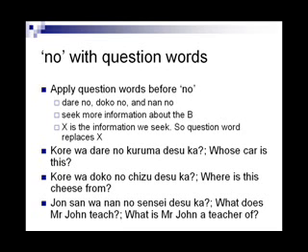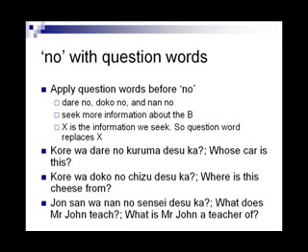These questions seek more information about the B. X is the information. So the question word replaces X. Kore wa dare no kuruma desu ka? Whose car is this? This relates to a person. Kore wa doko no cheese desu ka? Where is this cheese from? This relates to place. So doko.